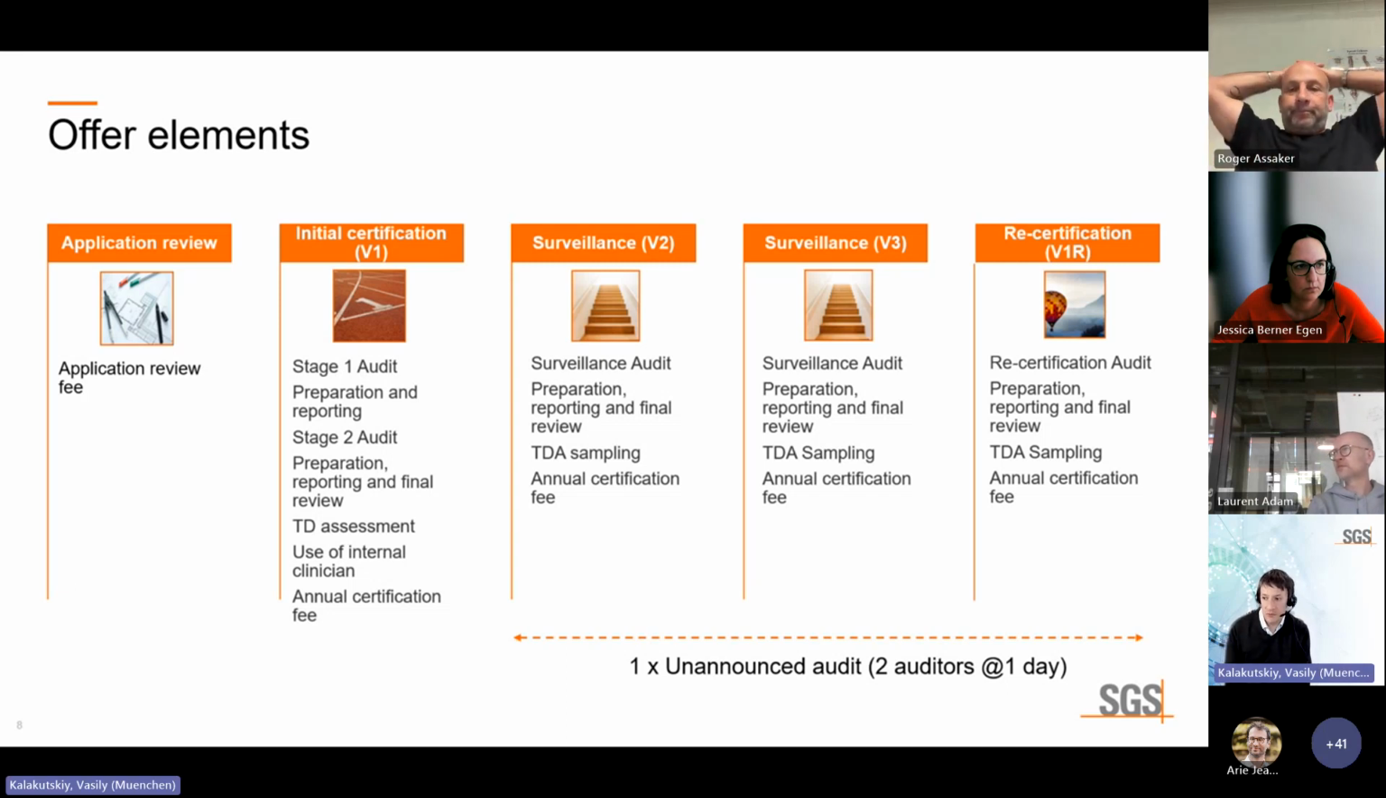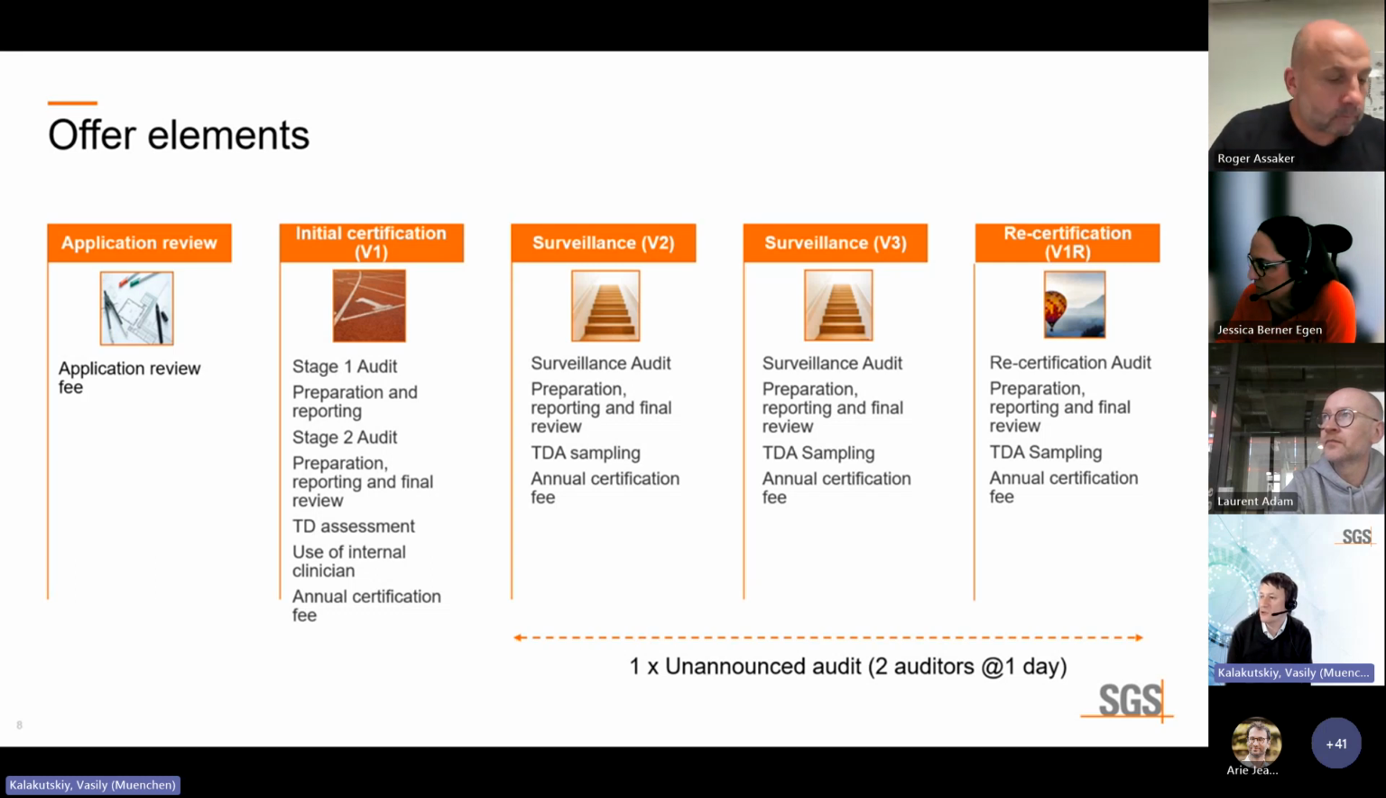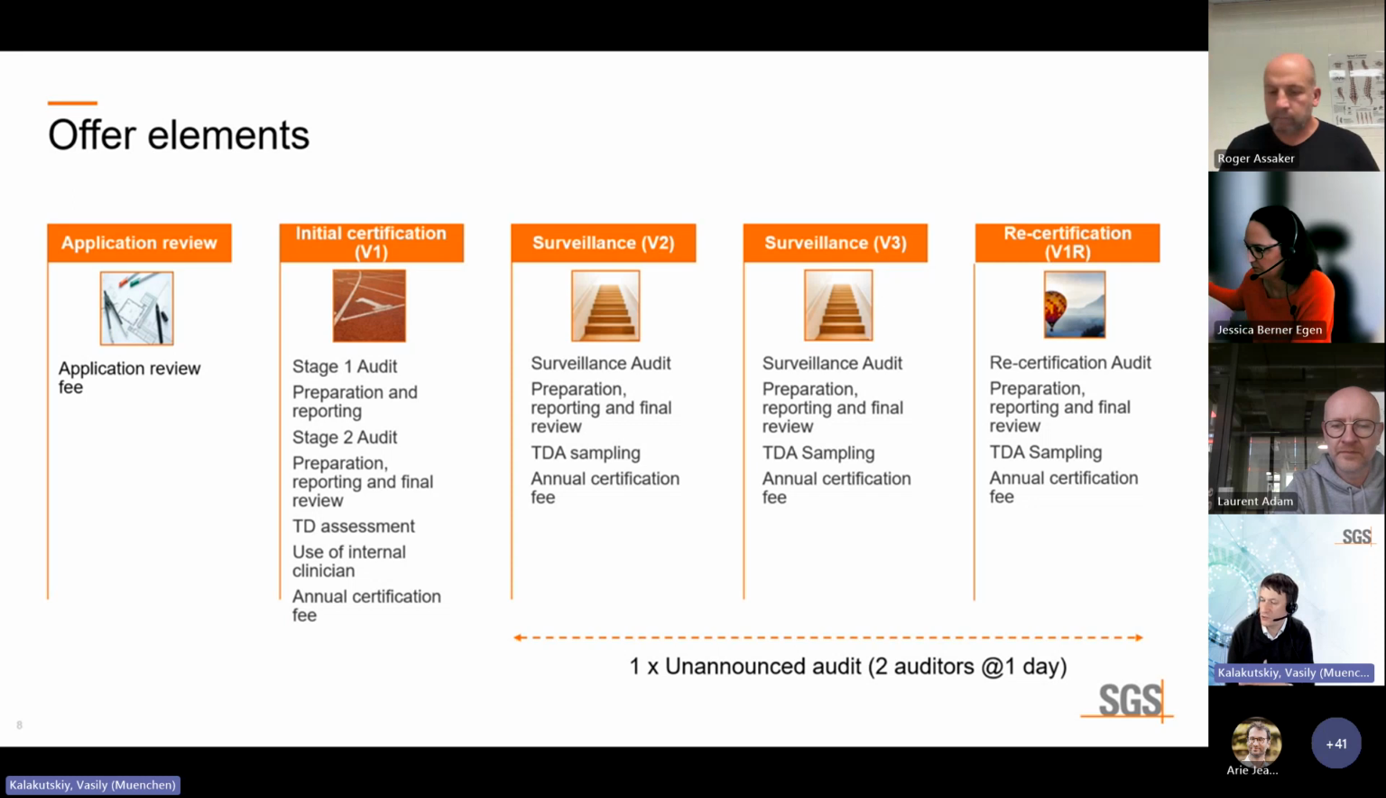So two different experts will review your documents. And as long as a certification is completed, the annual certification fee has to be paid every year. If you can see throughout the stages, the offer elements are mostly the same: surveillance audit, sampling of technical documentation in the surveillance audit, and again the certification fee. That's what you will find in the quotation.